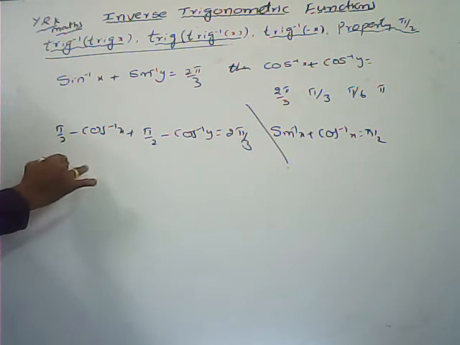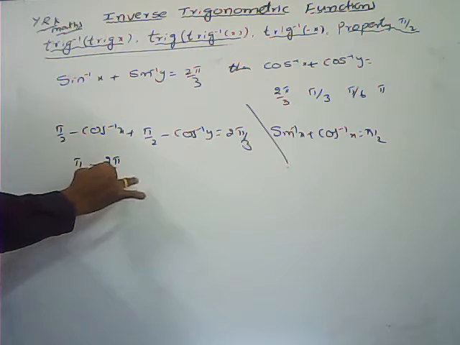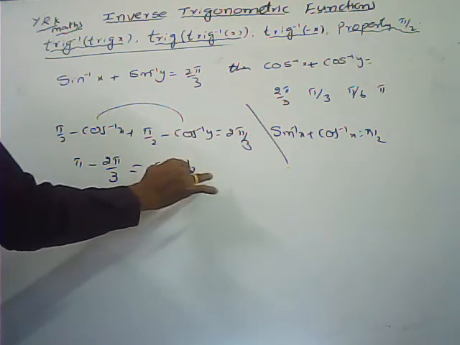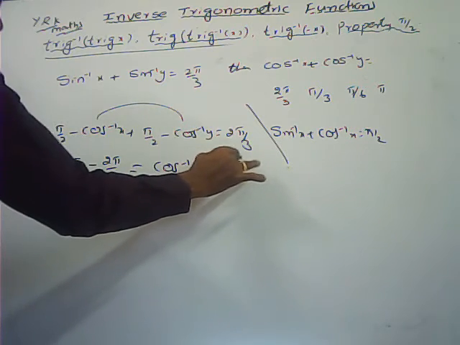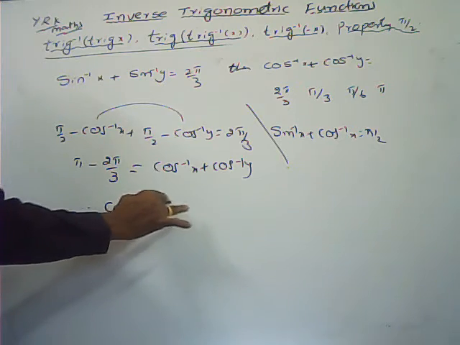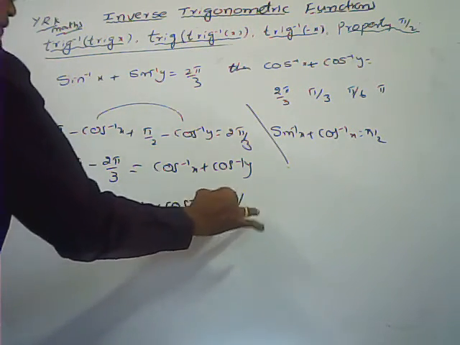So pi by 2 plus pi by 2 is pi; minus 2 pi by 3, you can transpose this side, and these two terms you can transpose that side, cos inverse x plus cos inverse y. Therefore cos inverse x plus cos inverse y is equal to pi by 3.